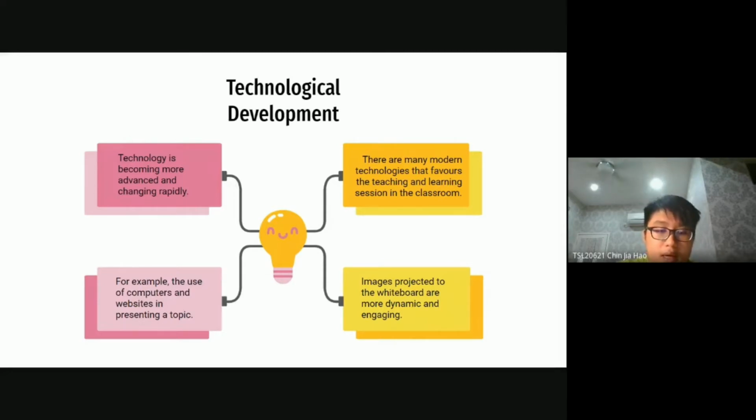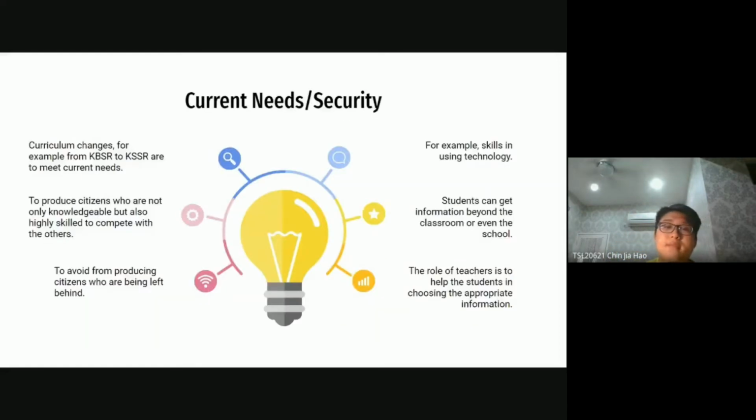So teachers can use a projector to project what they want to teach on the whiteboard, and I'm sure that the images projected to the whiteboard are more dynamic and engaging. Therefore, students will be more excited and become more active in learning in the classroom. All right, so this is all about technological development, and next will be the current needs.